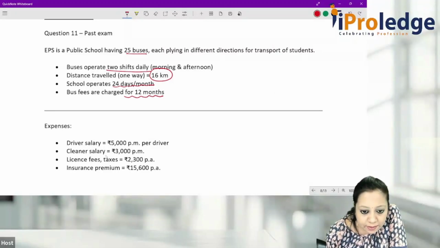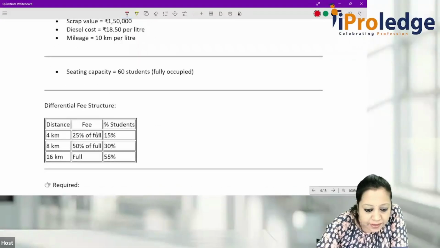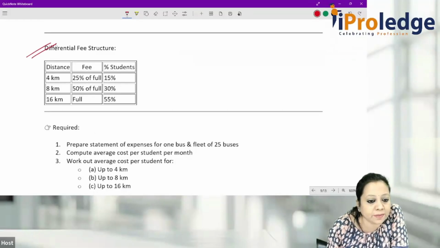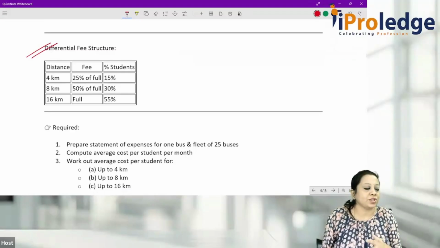Okay. So then what is it here? Driver's salary is 5,000 per month. Cleaner salary is given. License fees, taxes, insurance premium. All right. Repairs and maintenance, cost of bus, life of bus, scrap value, diesel, mileage, seating capacity, differential fee structure. So the differential fee structure is something that I want you to pay attention to.